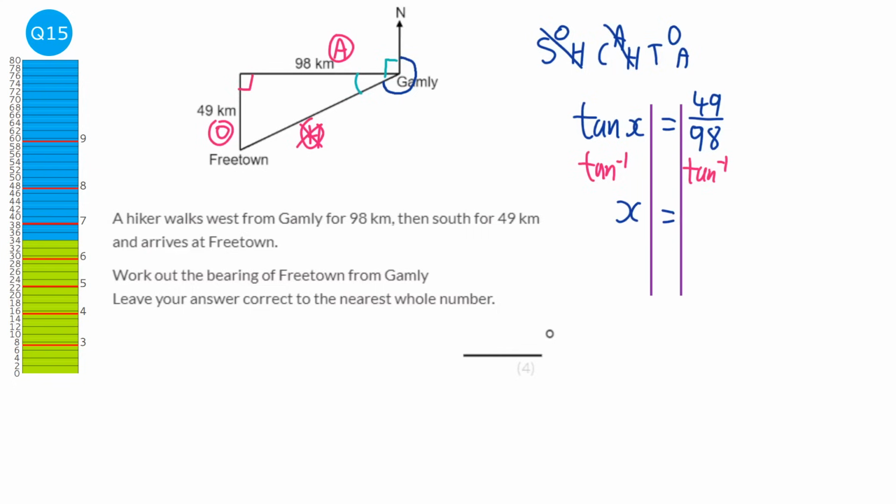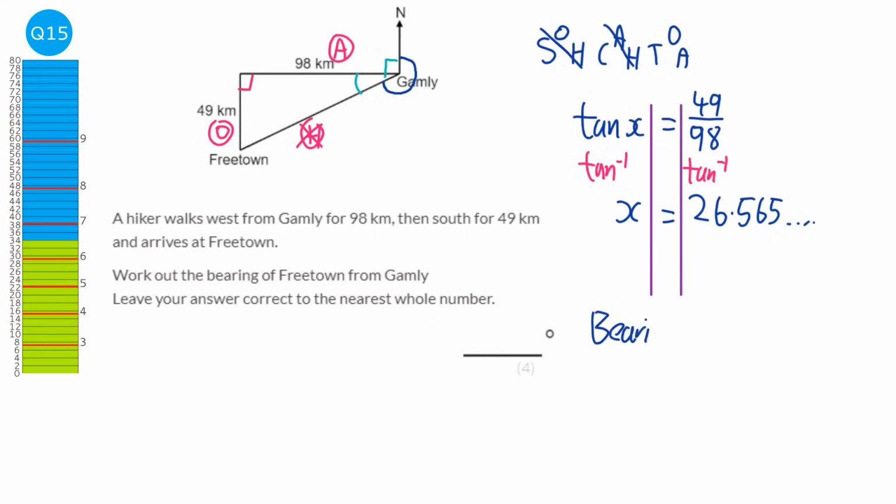So we get x equals, and we do inverse tan, which is 26.565. Okay, so we know that the whole of the way around up until this point is 270 because we've got this 90 degree left. So what I'm going to do now is we're just going to work out the bearing.